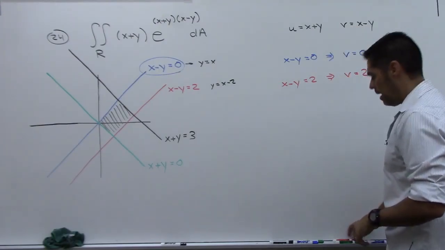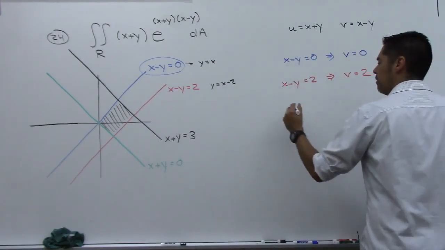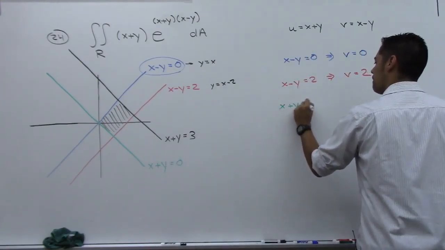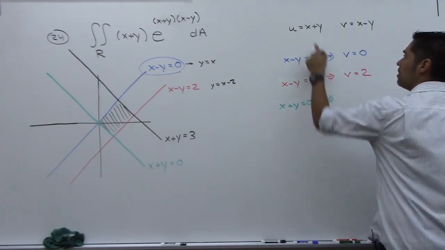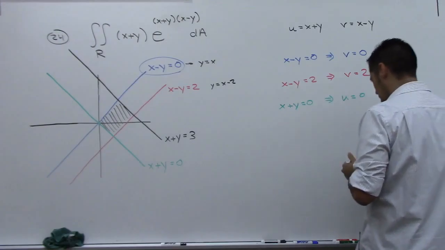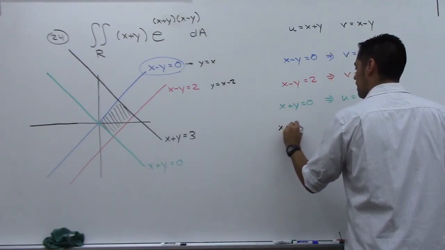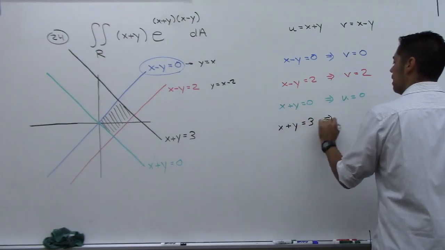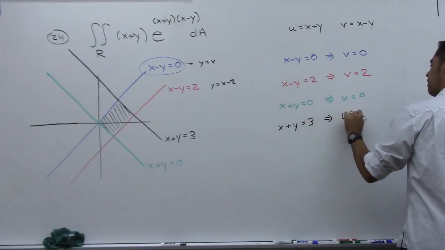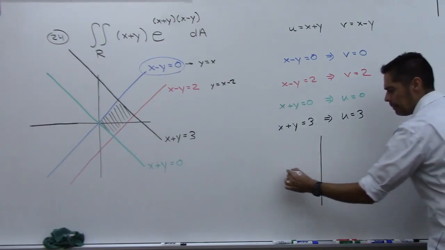If I look at x plus y must be 0, well, that implies x plus y is u, so u must be 0. And if I look at the last one, x plus y must be 3, that implies that u must be 3. And that is a very nice region in the UV plane.